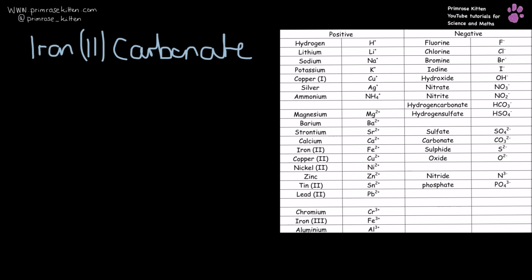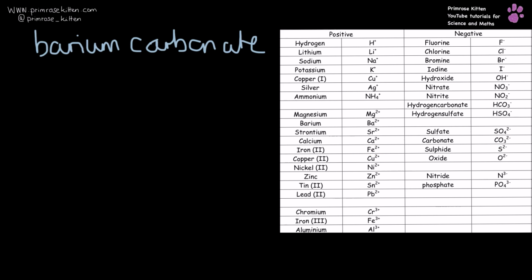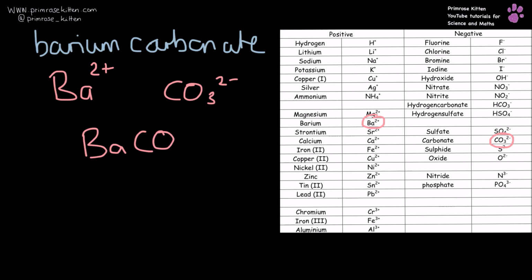Iron 2 carbonate, Fe2+ CO3 2-, 1-to-1 ratio, so it is FeCO3. Barium carbonate, Ba2+ CO3 2-, nice 1-to-1 ratio there, so we can write them down.